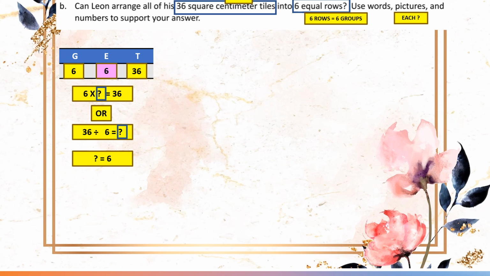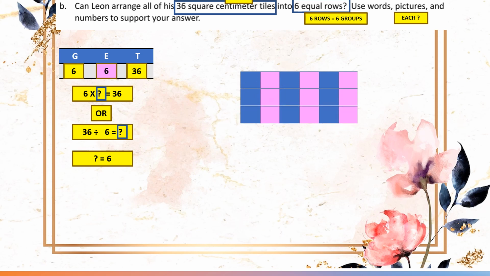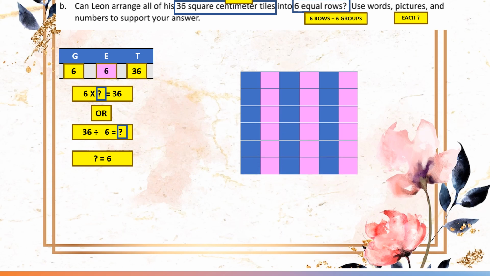Let's create an array with 6 rows of 6 squares in each row. So, this is our first row. This is our second row. This is our third row. Our fourth row. Our fifth row. And our sixth row. So now we have 6 rows of 6. This is Leon's second rectangle. Now, we've created a picture that represents and supports our answer.